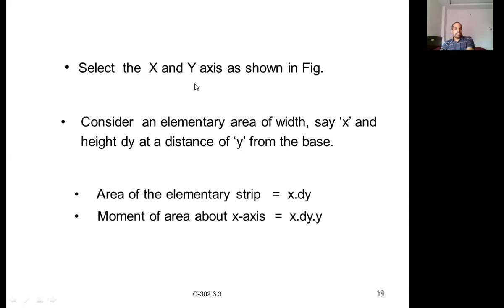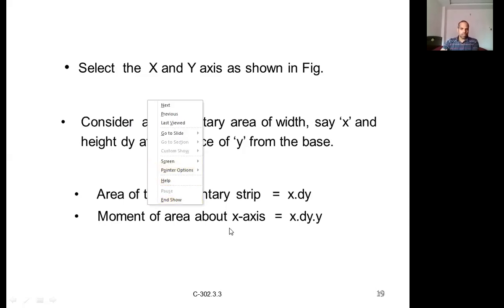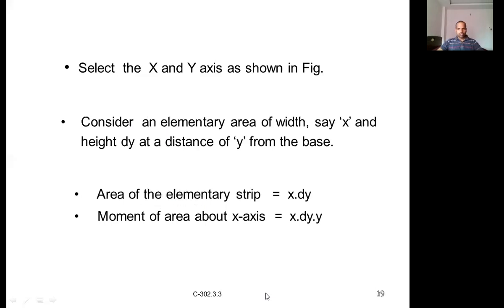Select the x and y axes as shown in the figure. So that's what we have seen. And consider an elemental area of width x and height dy at a distance of y from the base. Consider a small thickness of area, that is dy, and the height from the x-axis is nothing but y.